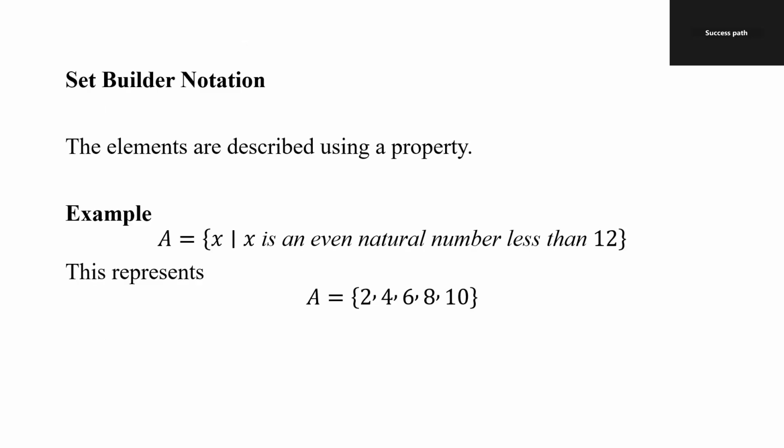In set builder notation, the elements are described using a property. For example, A = {x | x is an even natural number less than 12}. Then it is 2, 4, 6, 8, 10. For example, if x is an even number less than 100, it will take 2 to 98. So that is what set builder notation gives. It depends on what x is defined to be, and the set has to represent that.